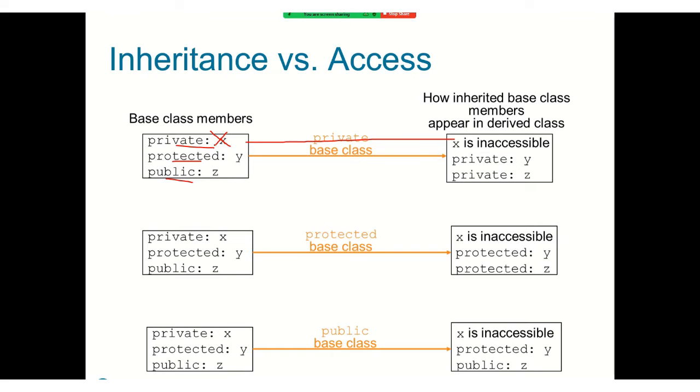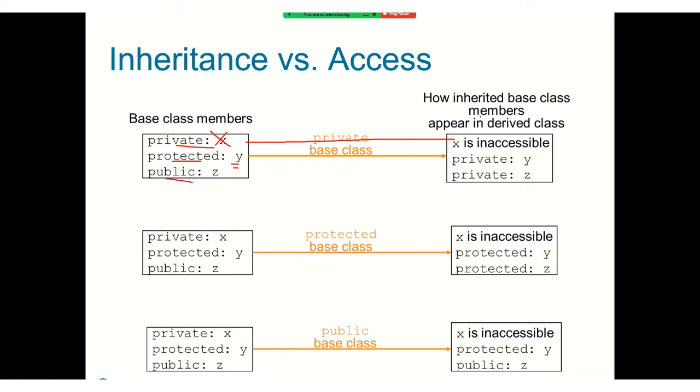In practical life, a parent can have secrets. Those secrets cannot be accessed by their children. They can only have some common things, but the secret stuff they cannot access. So that's about it. And then protected variable: if something is protected, then the base class has access to that protected variable.